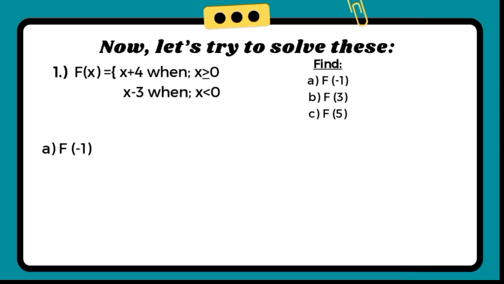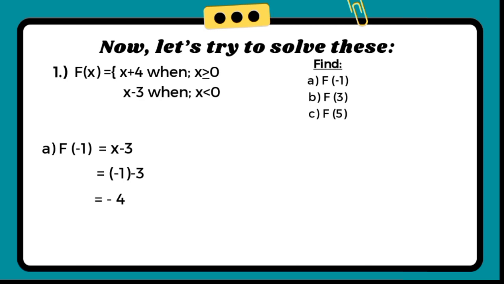Dahil nga, less than 0 siya kasi mas less siya doon sa 0, yung negative 1. So, ang sasagot natin dyan, lalagay natin, is x minus 3. I-substitute lang natin ulit yung value of x, yung negative 1, ilalagay natin sa x. So, negative 1 minus 3, ang sagot is negative 4. Ayan yung answer for letter A.